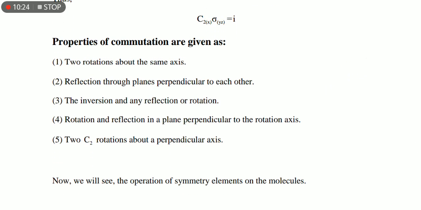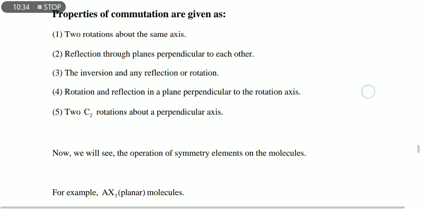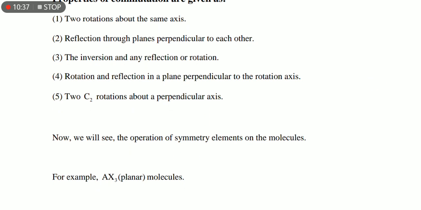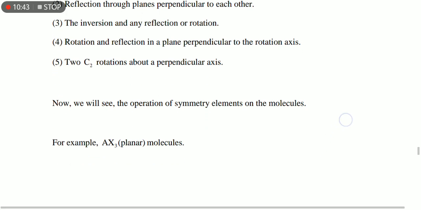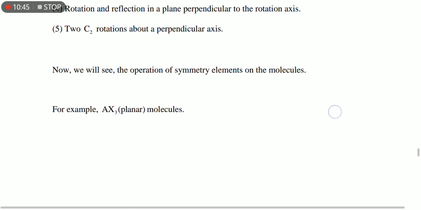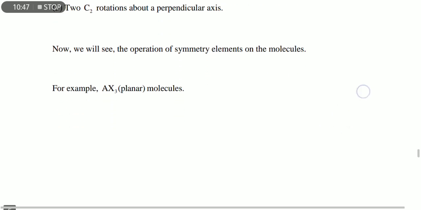The properties of commutation are given as: two rotations about the same axis, reflection through planes perpendicular to each other, the inversion and any reflection or rotation, and reflection in a plane perpendicular to the rotation axis, and two C2 rotations about perpendicular axes. Now we will see the operation of symmetry elements on the molecule.